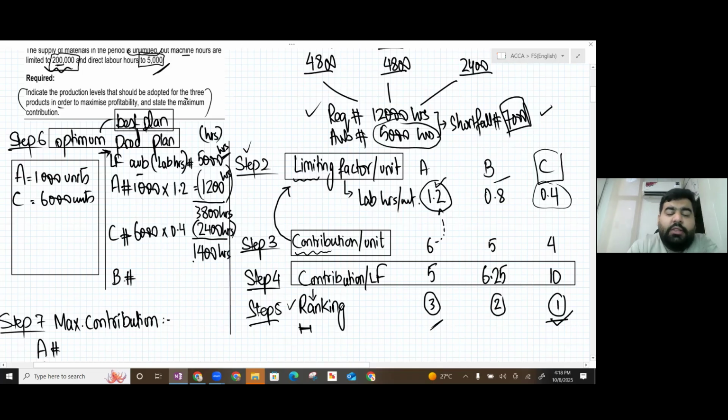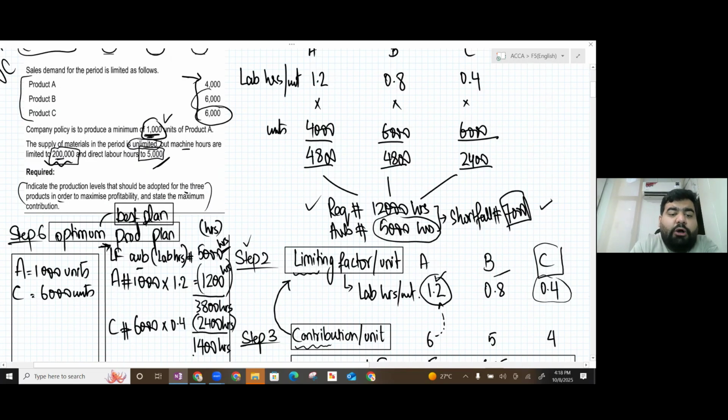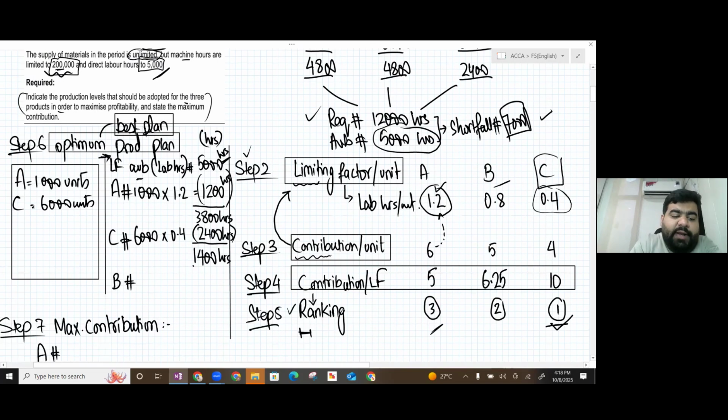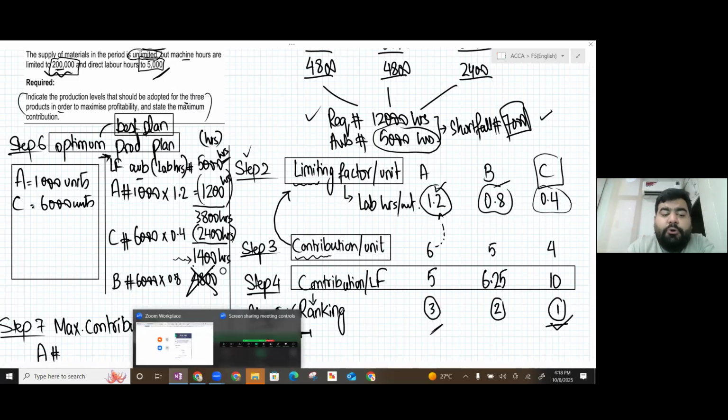Okay, let's see product B. B has 6,000 units. Multiply: 1 unit of B requires 0.8 hours of labor. If you do 6,000 into 0.8, it will be 4,800. But you only have 1,400 hours available, so you can't take 4,800 hours. B wants 4,800 hours to be produced completely.